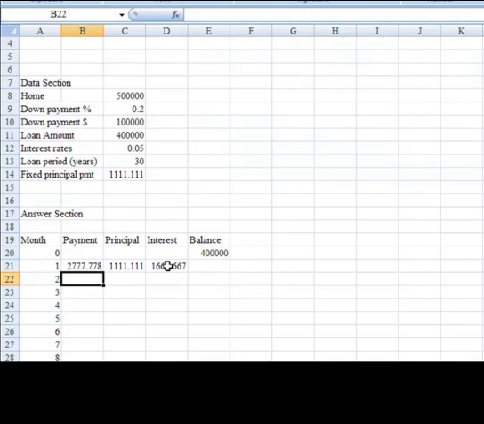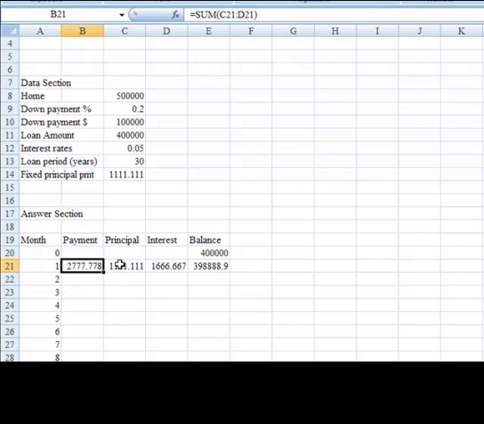So in this very first month, the payment will be $2,777. Next question is, what will the new balance be after making this payment? You can take the balance from the last month, which is E20, minus the principal reduction. Therefore, after making a first month payment, you will owe only $398,889.